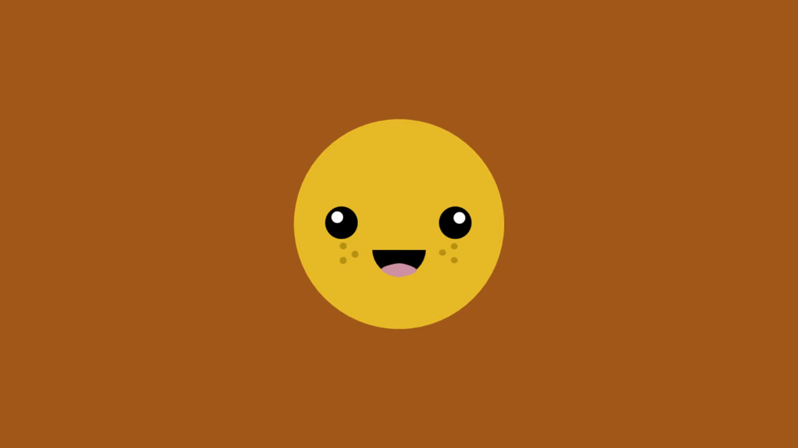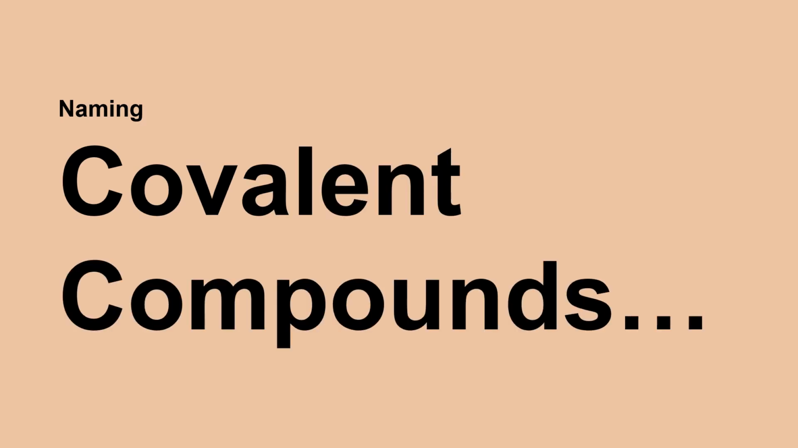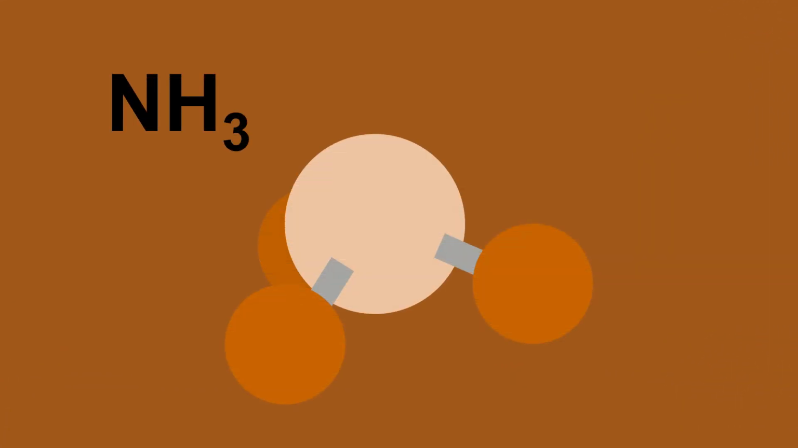In this video, we will be covering how to name covalent compounds. Just so you remember, covalent compounds have elements that share their electrons. Now let's get into the video. To learn the rules of naming, we are going to name the compound NH3. There are 4 rules to naming covalent compounds.